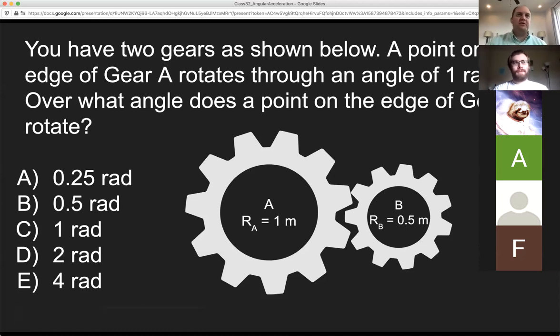Sold. Most people here said D. Most people are right. The answer is D. The reason for that is that if gear A rotates through an angle of 1 radian, that means that a point on the edge of gear A traveled 1 meter. The point on the edge of gear B also traveled 1 meter, because they don't slip, which means anytime gear A moves, the point on the edge of gear A has to travel the same distance as the point on the edge of gear B. But 1 meter is 2 radians for gear B because gear B's radius is only half a meter. So the gears change the angular variables. They don't change the linear ones, they change the angular ones.